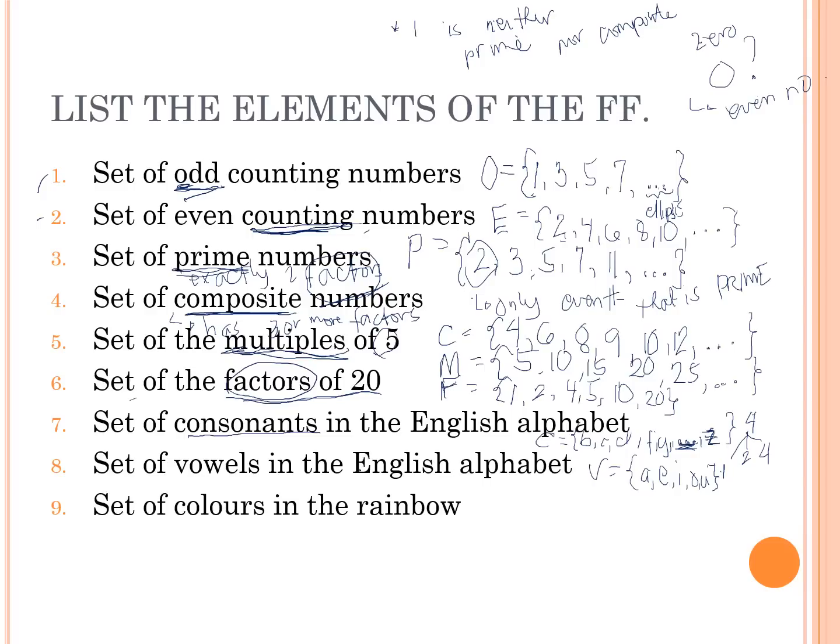Number 9, the set of colors in the rainbow. I will use R this time for rainbow. And we have a limited space, so I will just use the acronym or first letter of each color. So we have R for red, O for orange, Y for yellow, G for green, B for blue, I for indigo, and V for violet. Take note of that acronym if you are still not familiar with the colors of the rainbow.